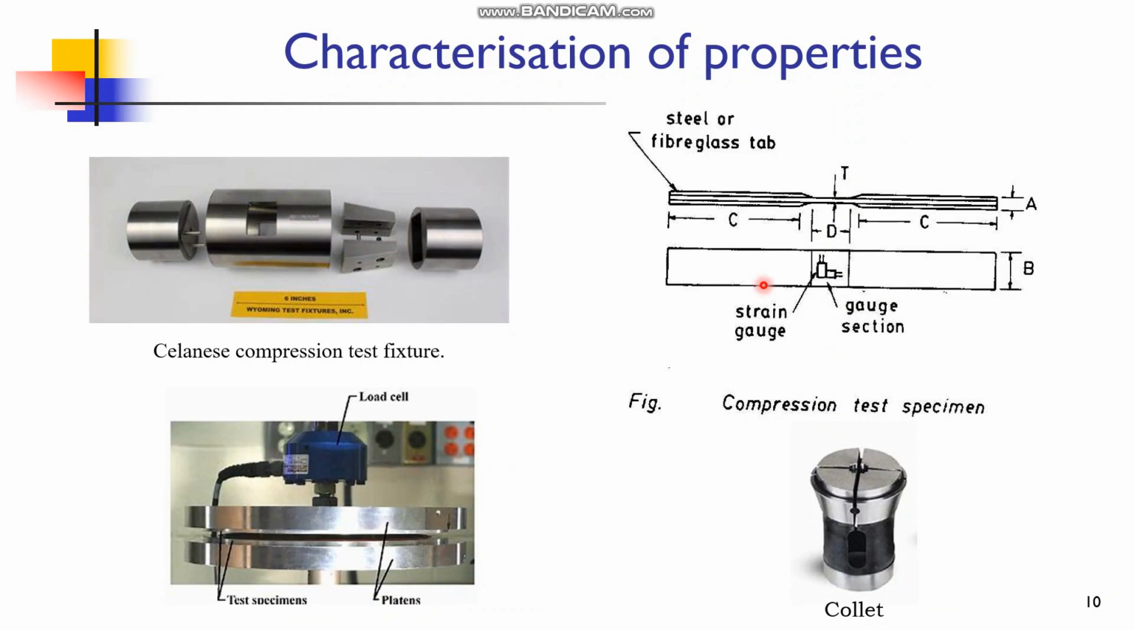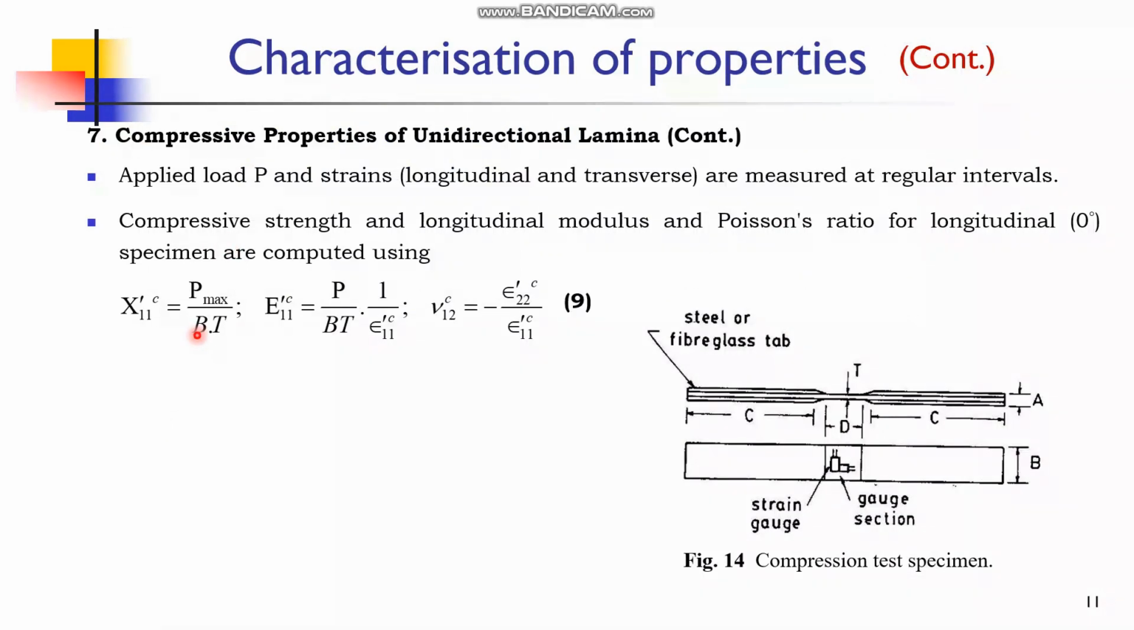The figure shows the compressive test specimen, and a strain gauge is mounted at the gauge section to measure compressive strain. Compressive strength of the 0° lamina specimen is computed using this formula. And for finding longitudinal compression modulus, again the load, width and thickness have to be measured, and it is nothing but stress by strain. Here stress is compressive stress, and strain is longitudinal compressive strain. And Poisson's ratio is, as usual, minus the lateral strain, which is compressive in nature, to the longitudinal.